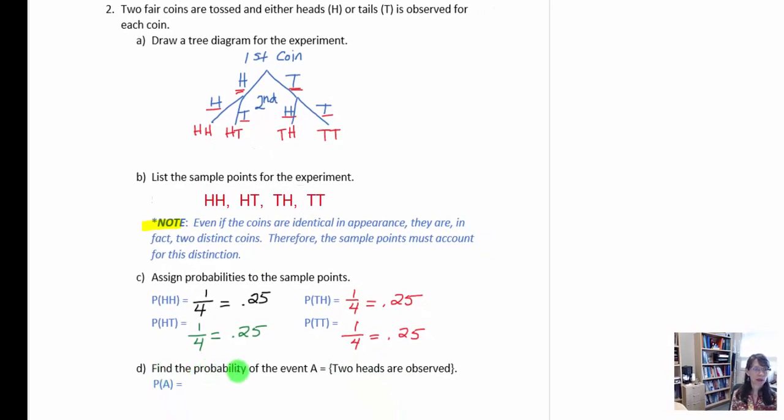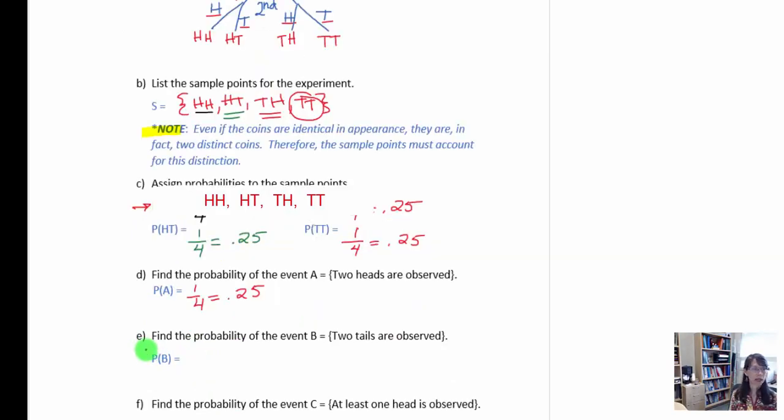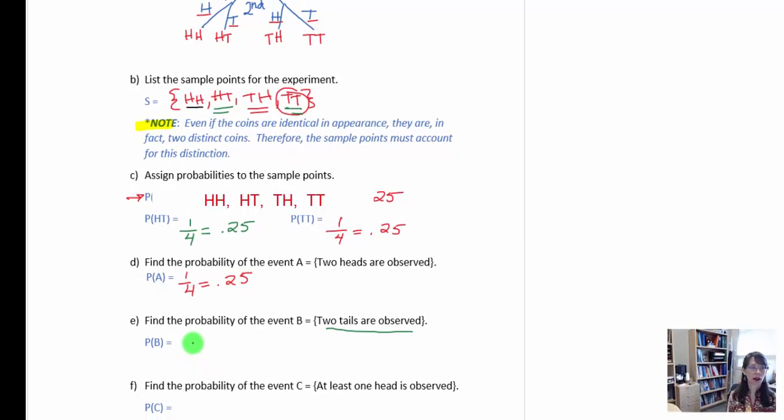So if we find the probability of the event A, which is defined as 2 heads are observed, well, we only have one event that has 2 heads. So that would be 1/4 or 0.25. For part E, we're looking for the probability of the event B, which is defined as 2 tails are observed. So we look at event B, that's our 2 tails, that's 1 out of 4 or 0.25.